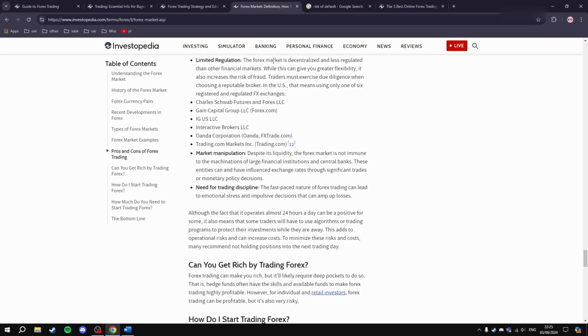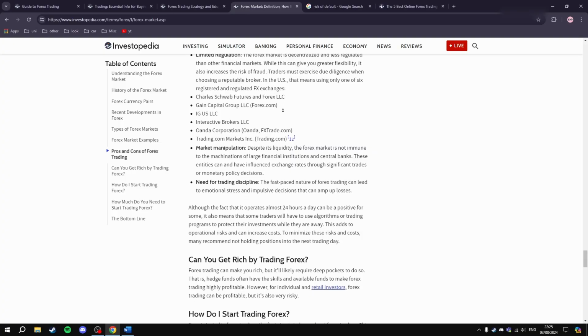Limited regulation. The Forex market is decentralized and less regulated than other financial markets. While this can give you greater flexibility, it also increases the risk of fraud. Traders must exercise due diligence when choosing a reputable broker. In the US, that means using only one of the 6 registered and regulated FX exchanges.